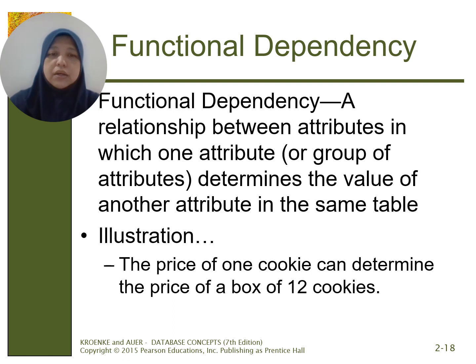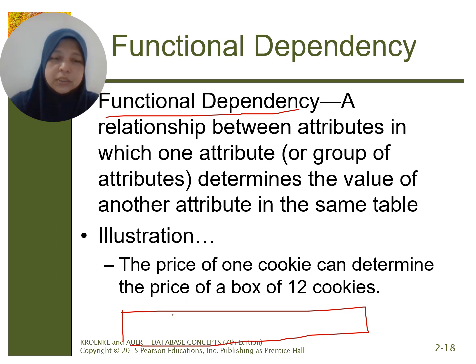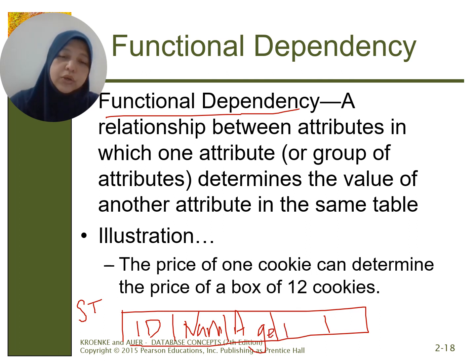Right, next, functional dependency. What is functional dependency? It is a relationship between attributes in which one attribute determines the value of another attribute. Let's say we have a table. I won't be drawing the table, just the attributes. Let's say this table is named student. Student has student ID, name, age, and probably hometown.